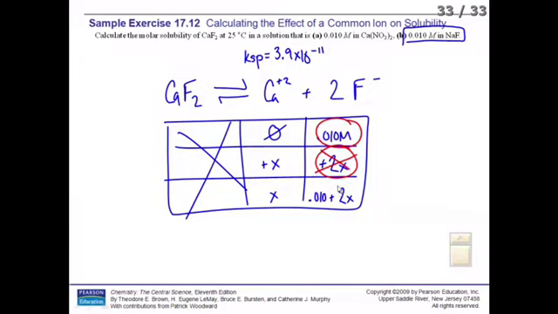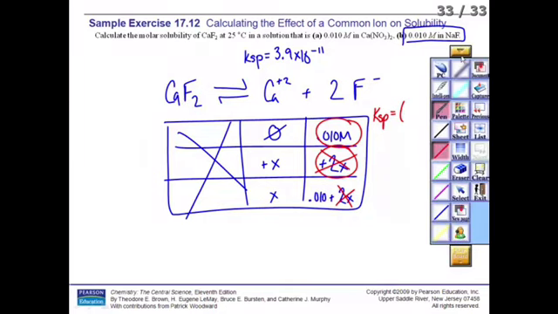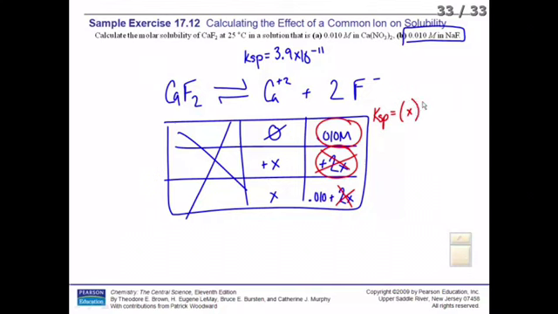So really, we're throwing this part out. Okay? So, KSP, please be careful. For your calcium expression, it's just x. But for the fluoride, don't forget, you're going to have to do what? Square it. It's so easy to forget to do that.